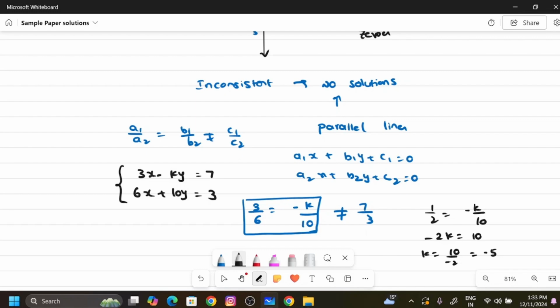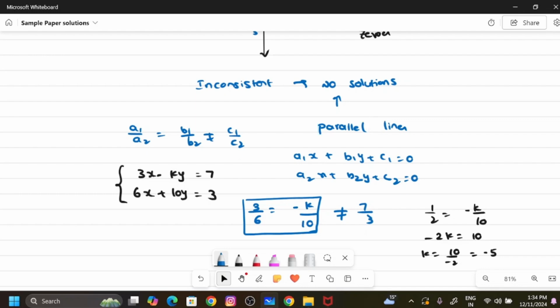So in this question, we need to understand what is the meaning of inconsistent. An inconsistent pair of equations means it doesn't have any solution. No solution means the lines should be parallel. If the lines are intersecting, we'll have one solution. If the lines are coincident, they have infinite solutions. In case of parallel lines, the lines will not have any solution. So we need to know what is the condition for the lines to be parallel.